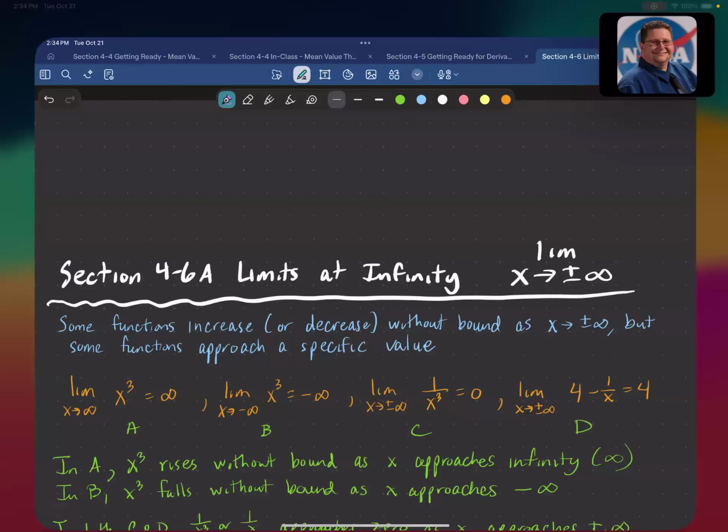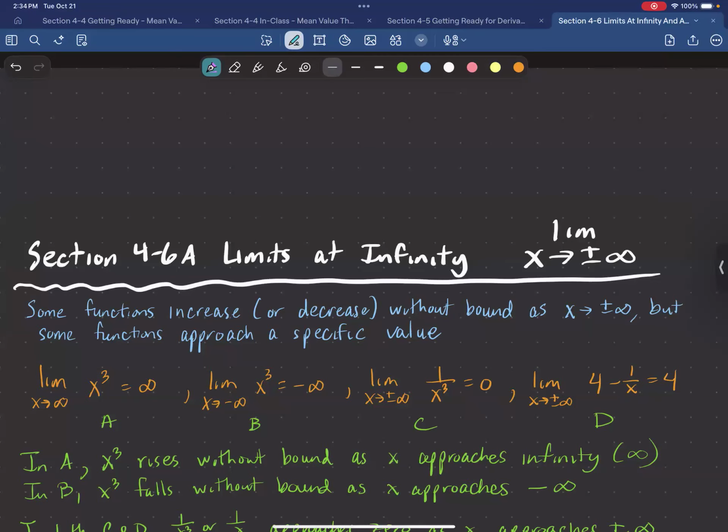Hey there, everybody. Let's get started on 4.6. This is limits at infinity, like doing limit as x goes to plus or minus infinity. We're going to see some functions increase or decrease without bound as x goes to plus or minus infinity, but some functions approach a specific value. I've got four basic ones right here.